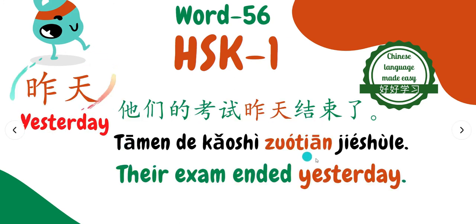56 is 昨天, yesterday. 昨天 is the word yesterday. 他们的考试昨天结束了。Their exam ended yesterday. 他们 they, so 他们的 their, 考试 exam, examination, 昨天 yesterday, 结束 end, finished, 了 is telling us about the completion of the action, and the action is the completion, the finishing of the examination, the completion of the examination. 他们的考试昨天结束了。उनका इम्तिहान ख़त्म हो गया, the exam ended yesterday.